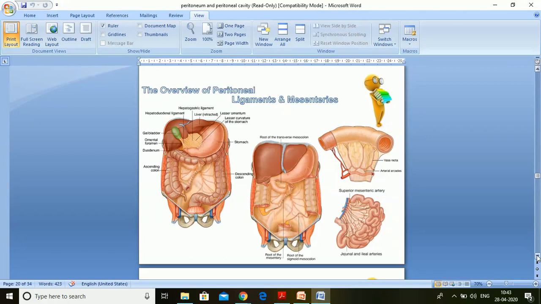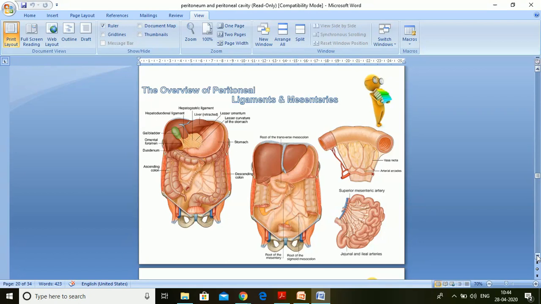The root of the mesentery, root meaning the place where it is getting attached to the posterior abdominal wall, is around 15 centimeters, and it is directed towards the right of the posterior abdominal wall. It extends from the duodenojejunal flexure on the left side, corresponding to the level of the L2 vertebra, up to the upper part of the right sacroiliac joint.